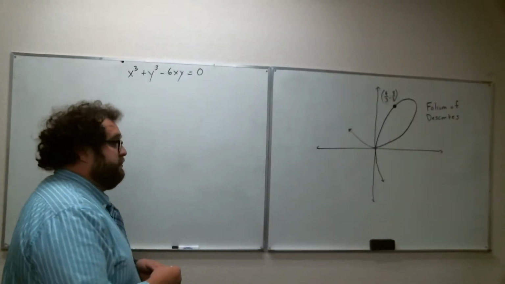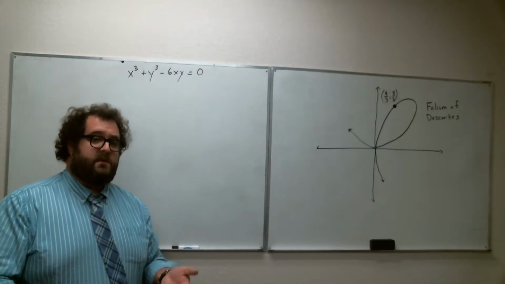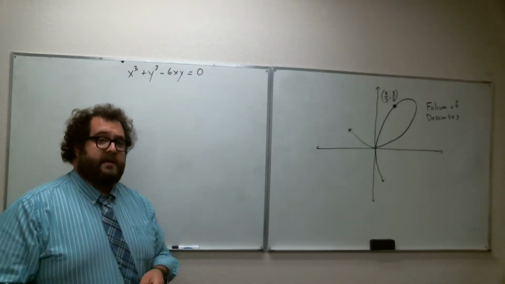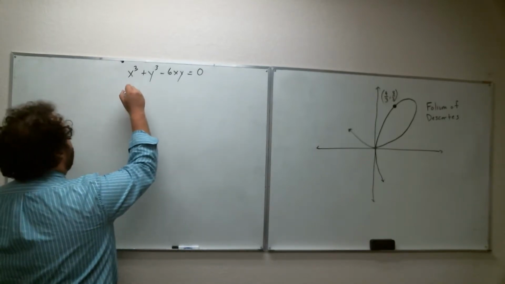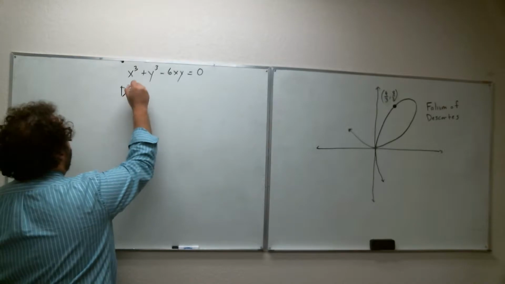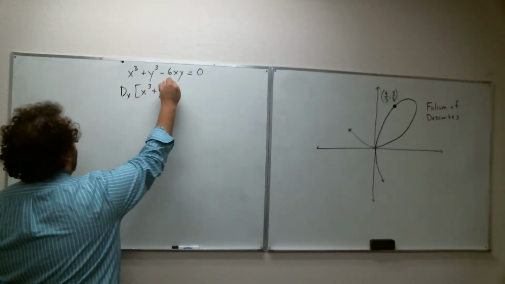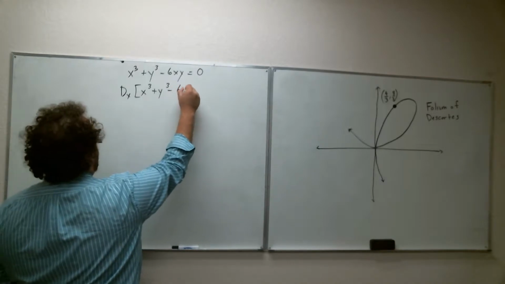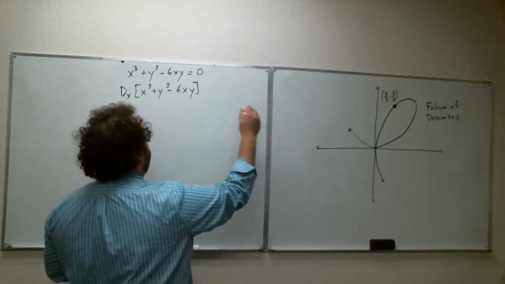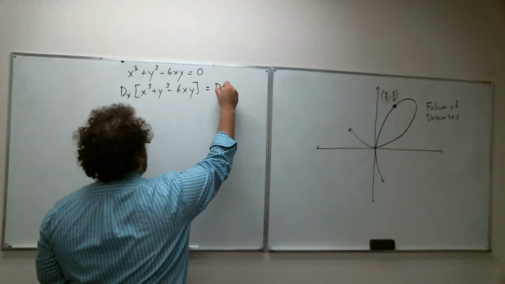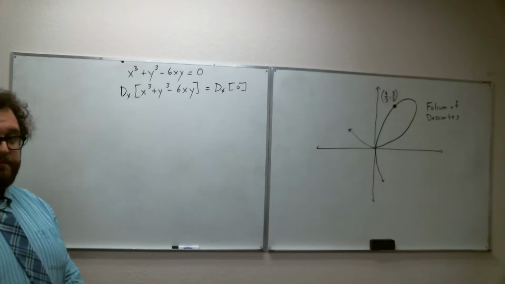To do implicit differentiation, we take the derivative of both sides of the equation with respect to x. So you take the derivative of the entire left-hand side with respect to x, and you take the derivative of the entire right-hand side, which is just 0, with respect to x.